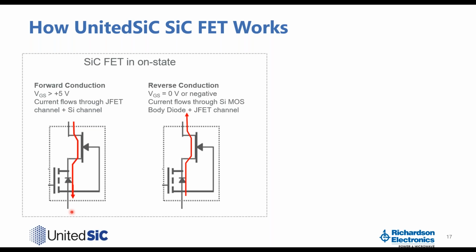In the reverse conduction mode, the silicon MOSFET is off. VGS is 0 volts or negative, so the current will flow through the body diode of the silicon MOSFET, and then through the channel of the silicon carbide JFET. Because the silicon carbide JFET is a normally on device, the channel is on, and the current can simply flow through both devices. Note that it's flowing through the PN junction inside a silicon MOSFET, and that is why the knee voltage is only 0.7 volts, and there's no body diode degradation mechanism at all.